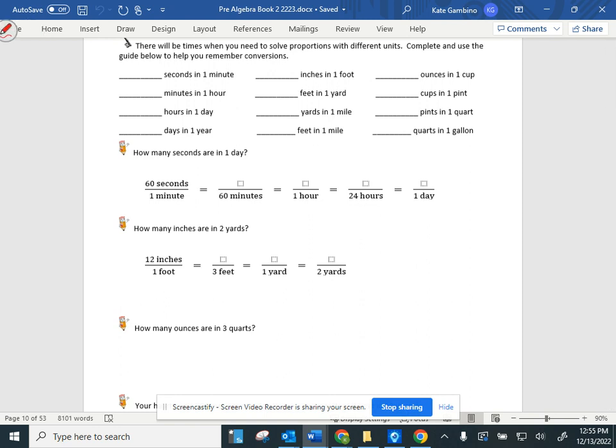The first one is how many seconds in a minute? 60 seconds in a minute. How many minutes in an hour? 60. How many hours in a day? 24. How many days in a year? 365. How many inches in a foot? 12. How many feet in a yard? 3. How many yards in a mile?